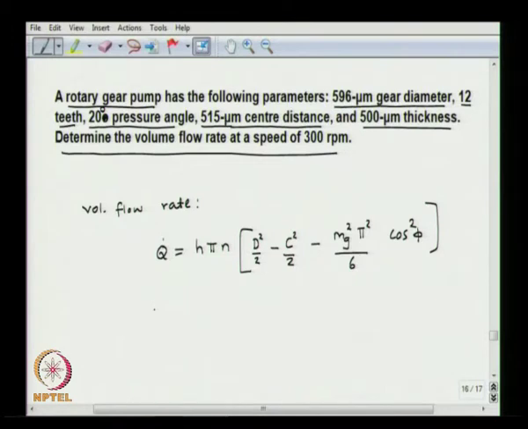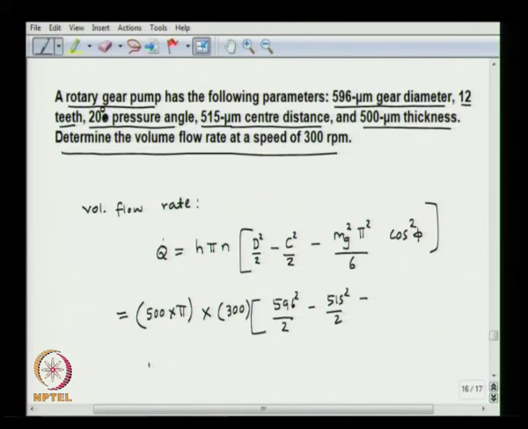So, H is the channel height, which is given as 500 micron, into pi, into n, the RPM, which is 300, into d square by 2, where d is 596, square by 2, minus the center to center distance, which is 515, square by 2.